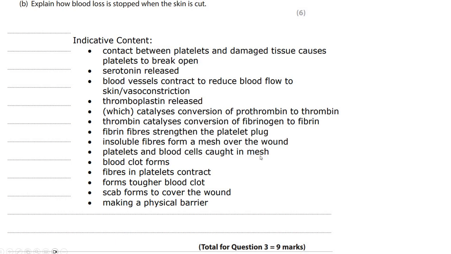Platelets and blood cells get caught in this mesh and a blood clot forms. Then the fibres in the platelets contract, which forms a tougher blood clot, and then a scab forms to cover the wound, which makes a physical barrier.